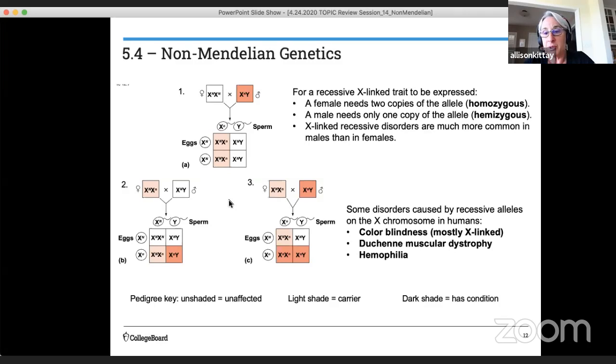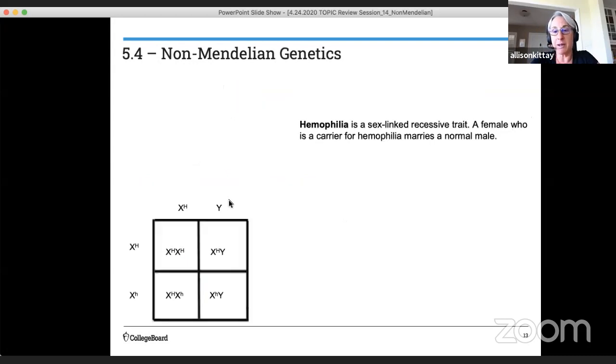There are some human disorders that are X-linked traits. Color blindness, there are some other ways to get color blindness, but it's mostly through this X-linked inheritance pattern. Also a certain type of muscular dystrophy and hemophilia, which is a blood clotting disorder. And I'm going to use that as my pedigree example as well. So I'm going to do this both ways. I'm going to do it as a Punnett square and a pedigree so you can see the difference.